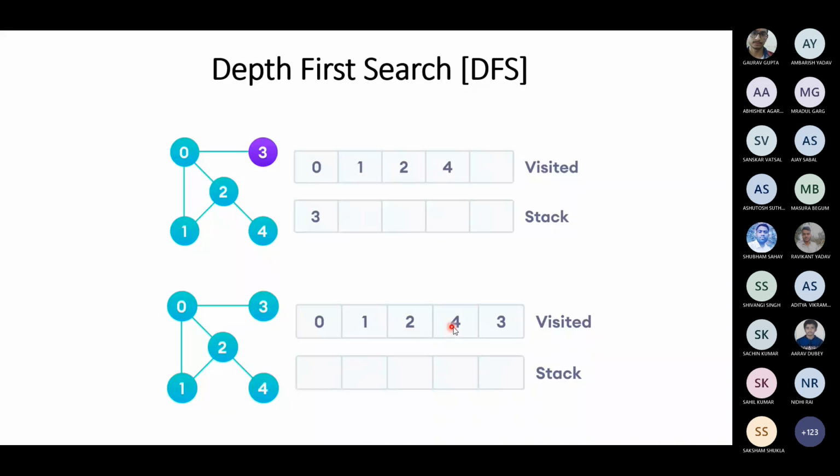So you visit 4, then there are no elements to push. Then what is the top of the stack? Again 3. So visit 3. There are no elements to push, so your stack is empty and you have visited all the nodes. When you visit this graph in the order 0, 1, 2, 4, 3, we call that depth first search. We use the data structure stack in order to carry out the depth first search. Is this clear?